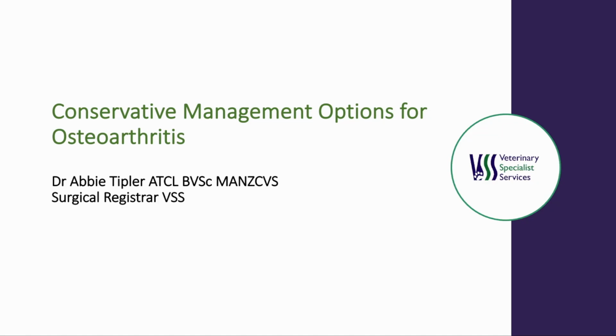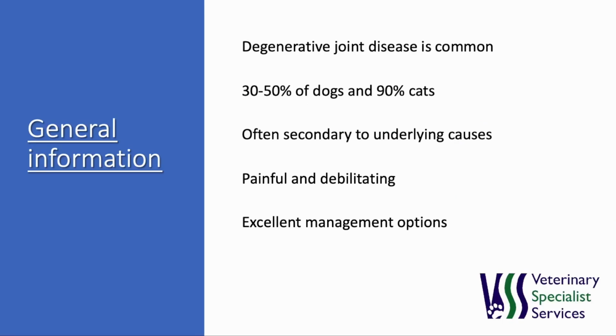So we're going to discuss a little bit about the conservative management options for osteoarthritis. Degenerative joint disease is common and it occurs in 30 to 50% of dogs and 90% of cats. It's often secondary to underlying causes, for example, hip dysplasia, elbow dysplasia, cruciate ligament disease, or a previous episode of trauma. And although it results in a painful and debilitating degenerative joint disease, there are some excellent management options.